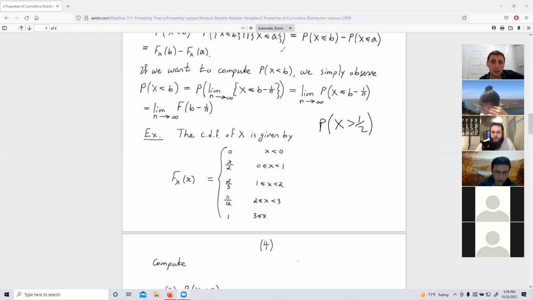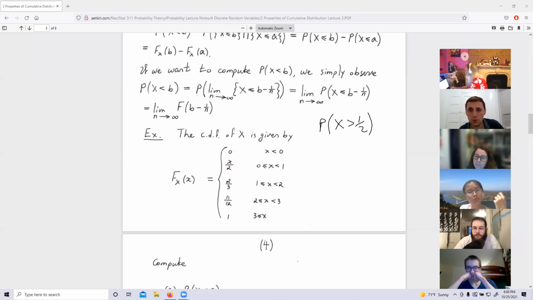You see, you have two things that you want to do. Is that you want to convert it into expressions involving the probability that capital X is less than or equal to some value. That's the cumulative distribution, right?